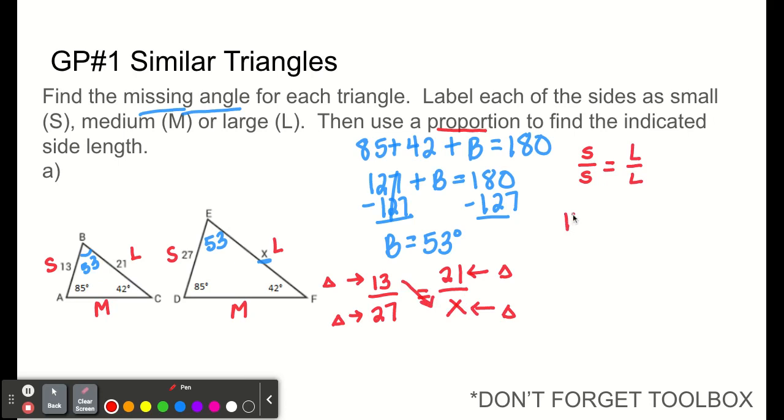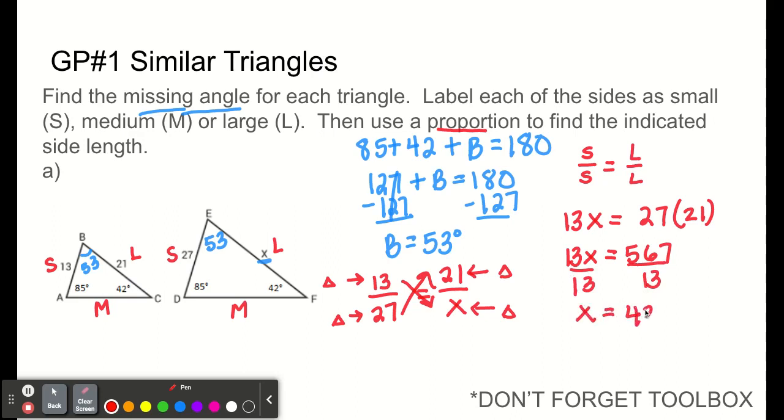13 times X is equal to 27 times 21. So 27 times 21 is going to give us 567. We then divide both sides by 13, and that gives us a measure of 43 point, we're going to round that to the nearest tenth, 43.6 units.